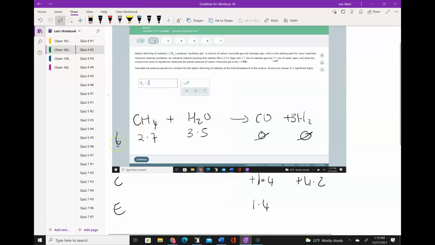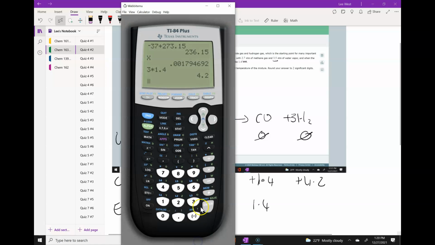Now, what about the reactants? Well, it's all 1 to 1 to 1 as far as methane, water vapor, and carbon monoxide is concerned. So carbon monoxide went up by 1.4. Methane and water must both have gone down by 1.4. So now I've just got to do the math on that.